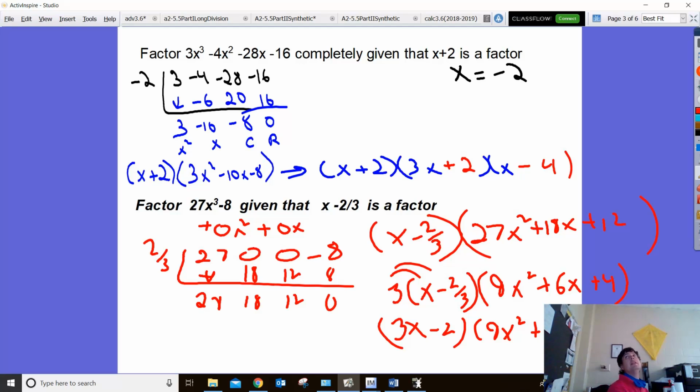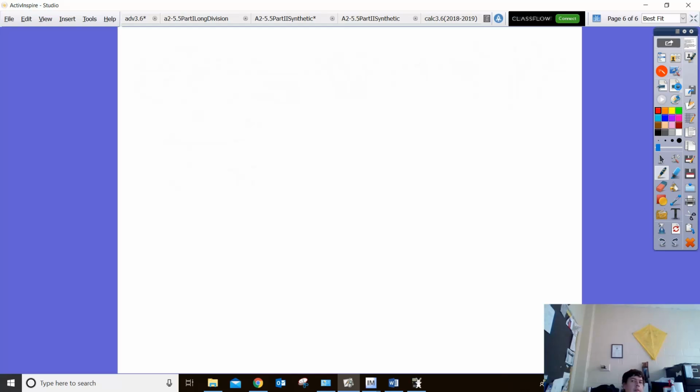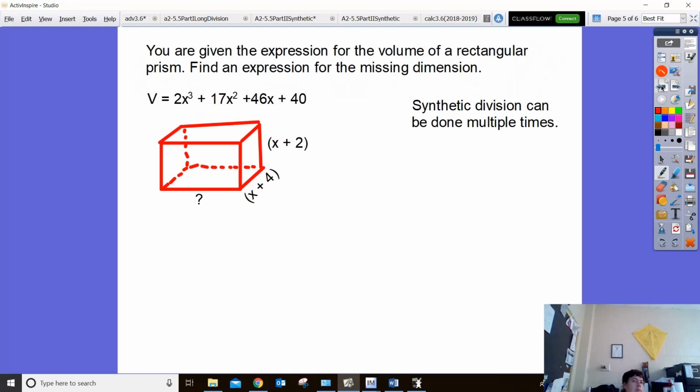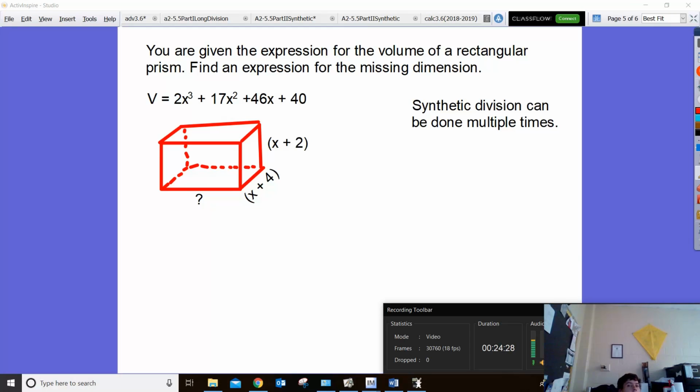All right, what's next? We're only going to do one more. We're going to do this one. You are given the expression for the volume of a rectangular prism. Find an expression for the missing dimension. It's long, but it won't hurt much.